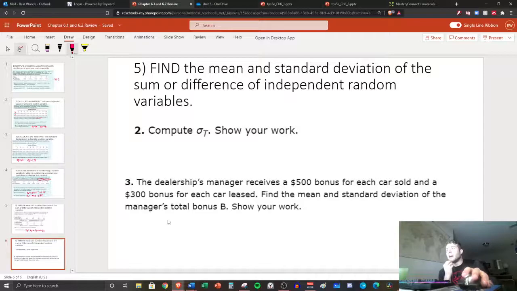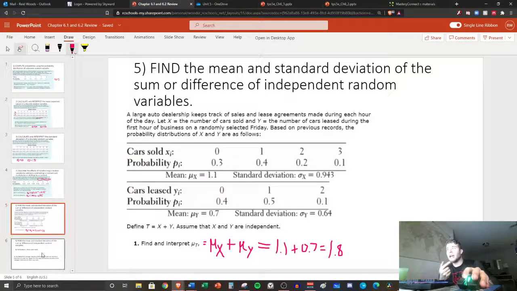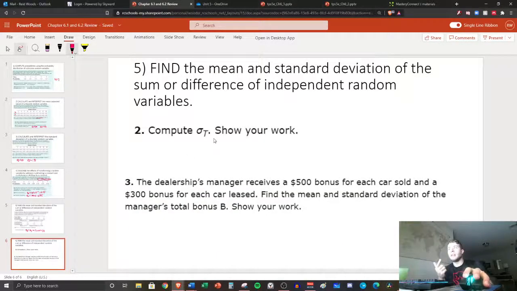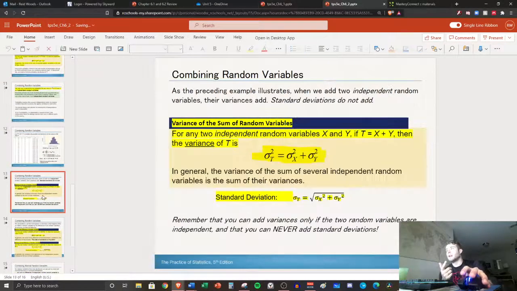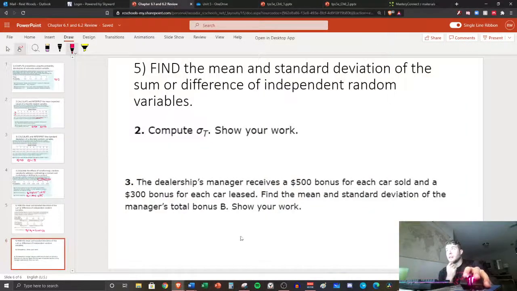Okay. Now we're going to continue with the same set of data, but now we want to find the new standard deviation. So we need that formula. How do we find standard deviation? Okay, I've got the formula here. The standard deviation is equal to the square root of each standard deviation squared. Now this is the summation of the variances. So we have to make sure that we write it up that way. So I'm going to write it like this.